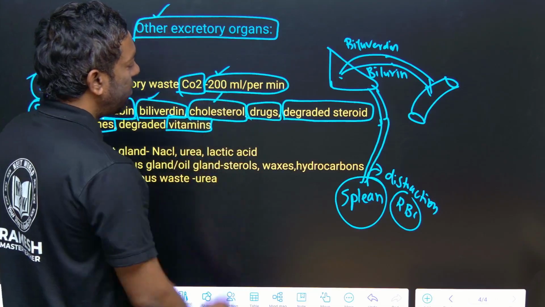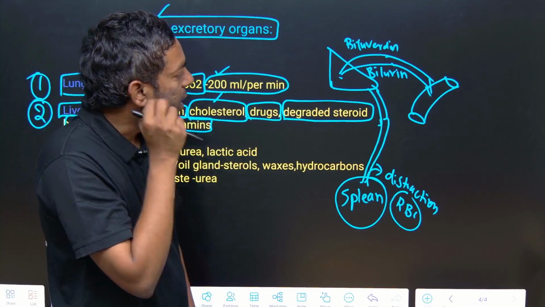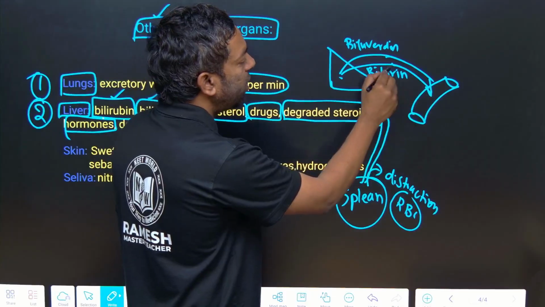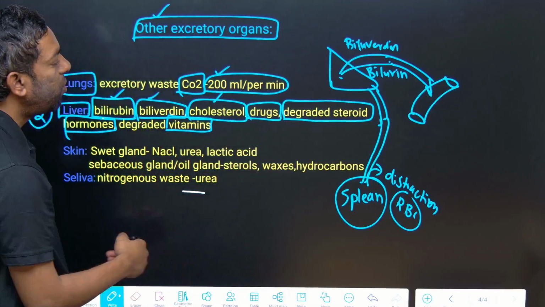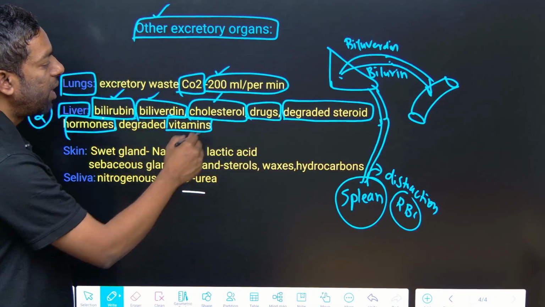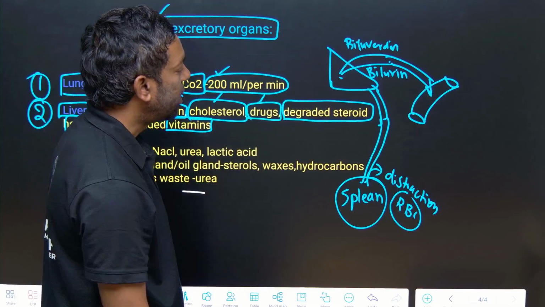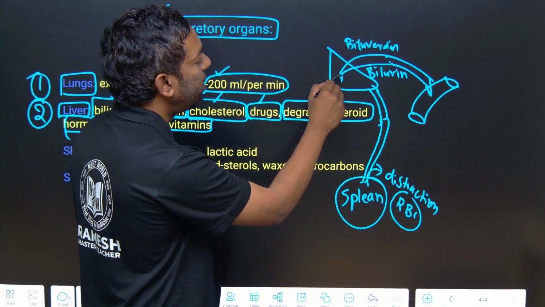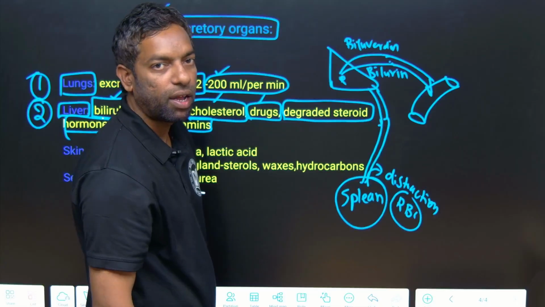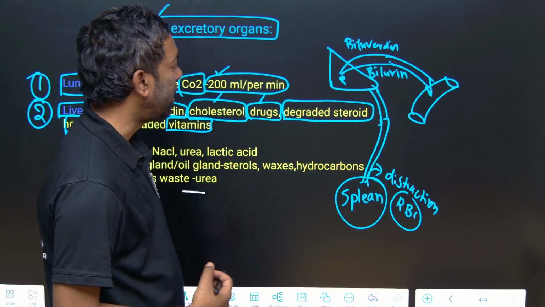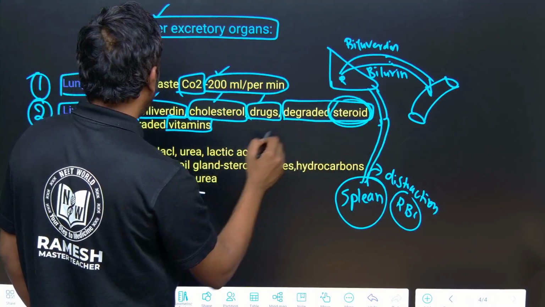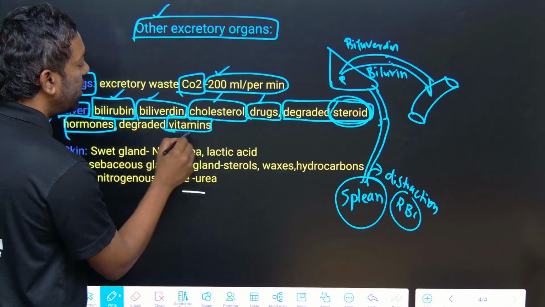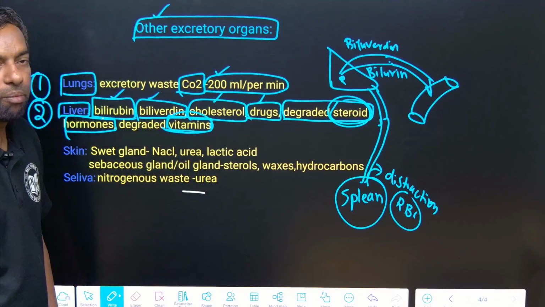Some cholesterol, the excess amount of cholesterol in the body, is released into the intestine through the bile. And drugs can be eliminated from the liver. The liver can eliminate drugs directly. And some steroid hormones, and as well some degraded vitamins.